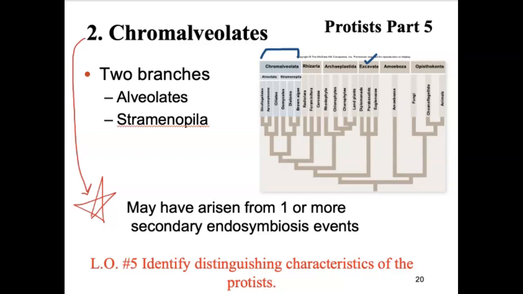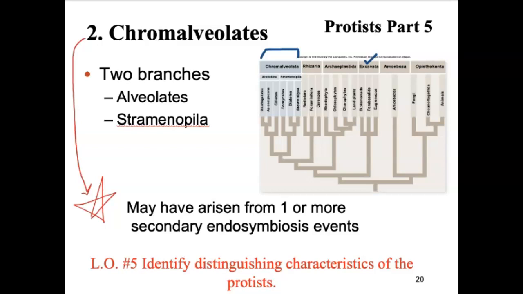Okay, so this is a lecture where we're going to dive into the chromoalveolates. And again, remember which key feature makes an organism a chromoalveolate. That's the big star here, and that they may have arisen from one or more secondary endosymbiotic events. So when we look at all members of chromoalveolate, they all have this evolutionary origin.